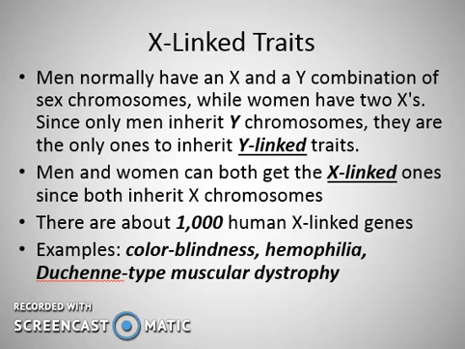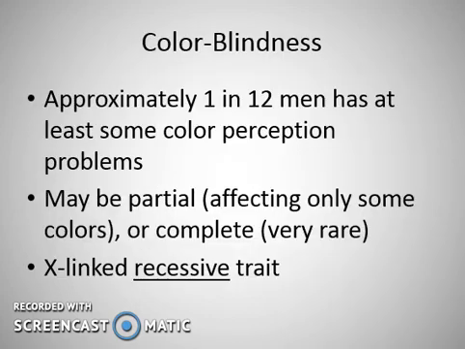We looked at color blindness. Hemophilia, which is a blood disorder that prevents blood from clotting, is another sex-linked trait found on the X chromosome. And Duchenne muscular dystrophy, which is a degenerative disease that causes the muscles to weaken over time, is also a sex-linked trait found on the X chromosome.